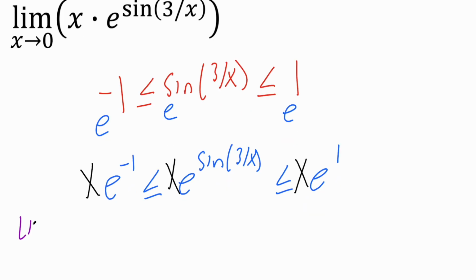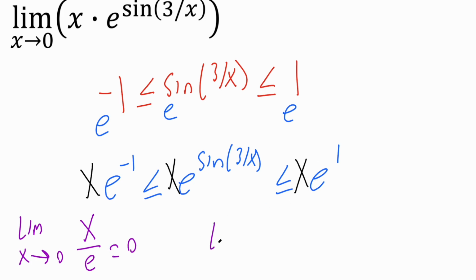So we have the limit as x approaches 0 for x divided by e. And so if you plug in 0 for x, you would have 0 divided by e, and e is about 2.72. And so we would get 0.